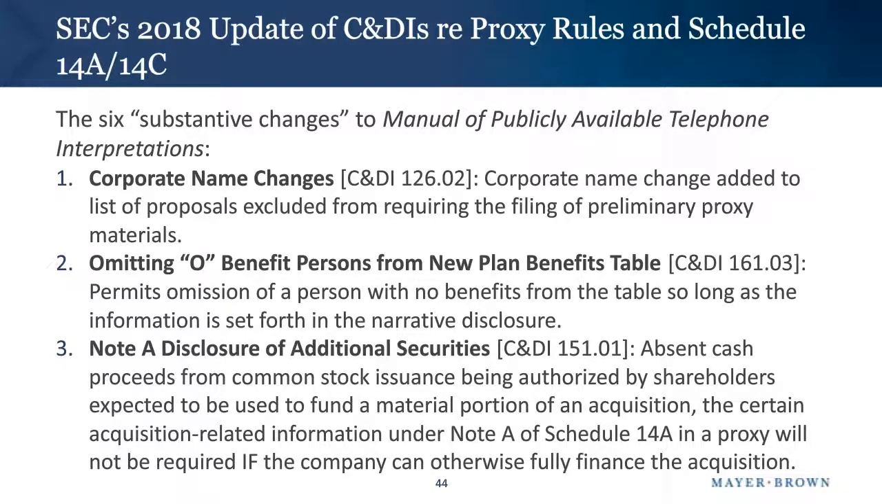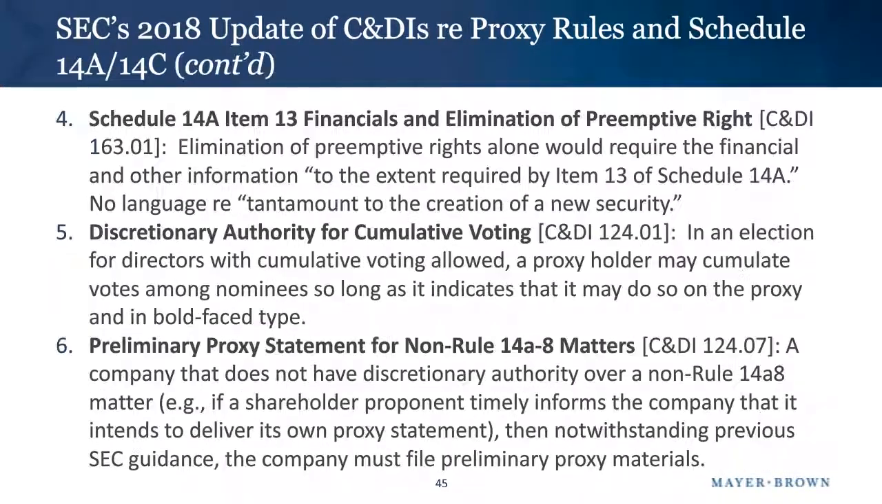In the interest of time, I'll just mention that specifically those 6 substantive changes include interpretations regarding name change proposals, omitting zeros in benefit plan tables, Note A disclosure with respect to authorization of additional securities, financials required upon elimination of preemptive rights, discretionary authority for cumulative voting, and the required filing of preliminary materials where there is no discretionary authority over a non-Rule 14a-8 matter.